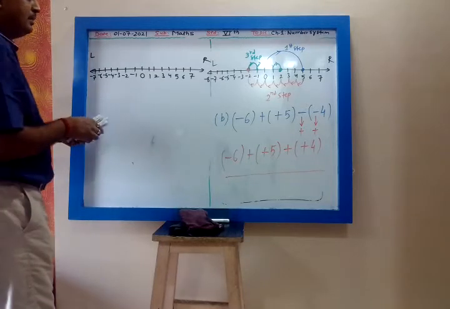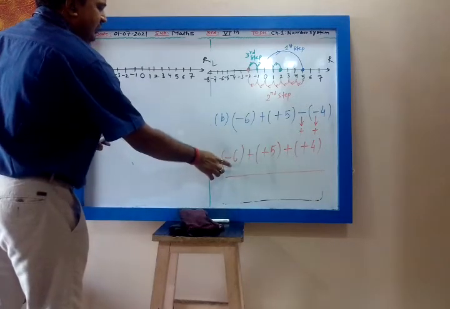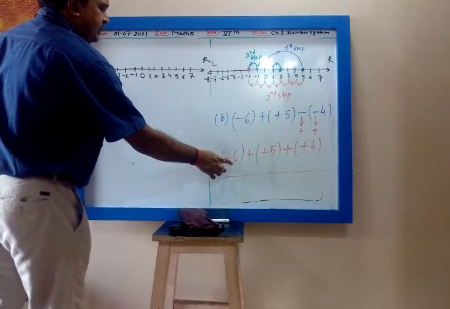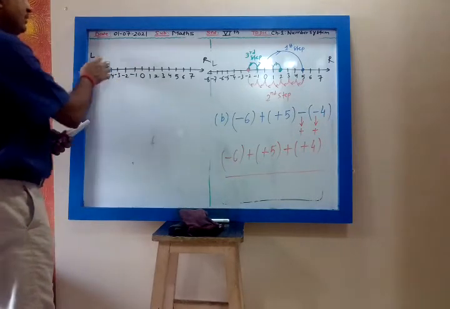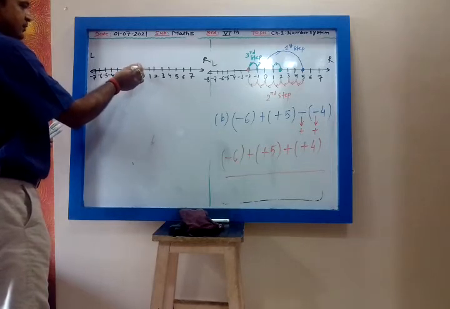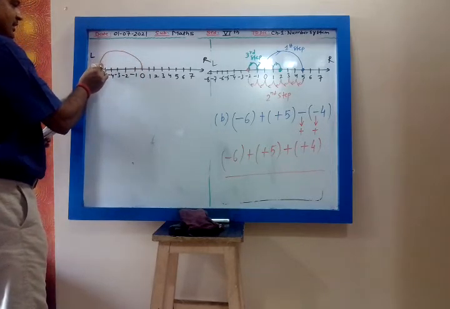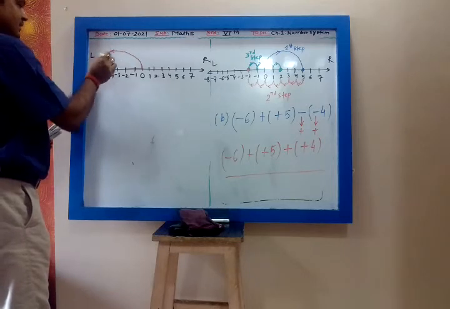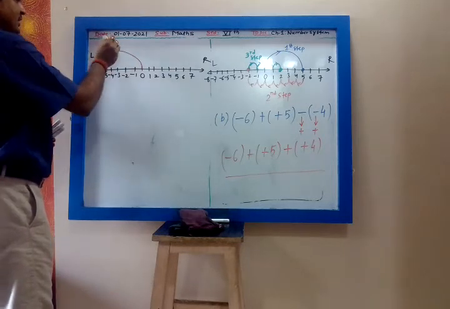To represent the number minus 6, I will move 6 steps to the left of 0 directly. From 0, I will move 6 steps to the left directly. We reach the number minus 6, and this is my first step.